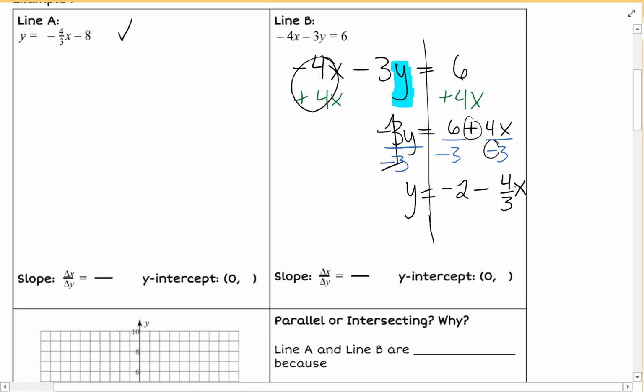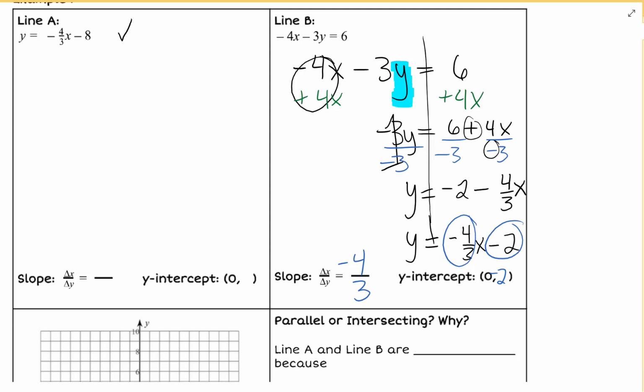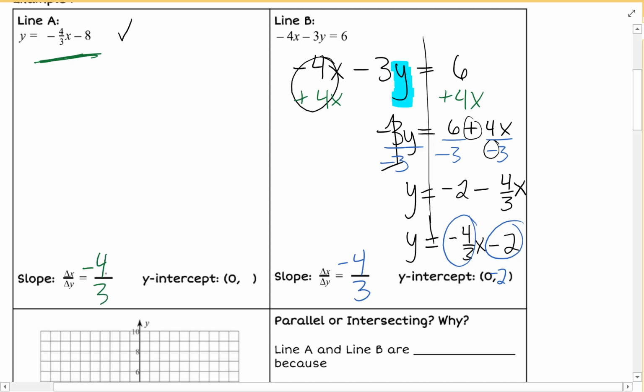Now I like to have the x part in front, so I'm going to rearrange this to be y equals negative 4/3 x, and this is a negative 2, so minus 2. My slope for this line is negative 4/3, and my y-intercept is negative 2. The slope for the other line is negative 4/3, and the y-intercept is negative 8.